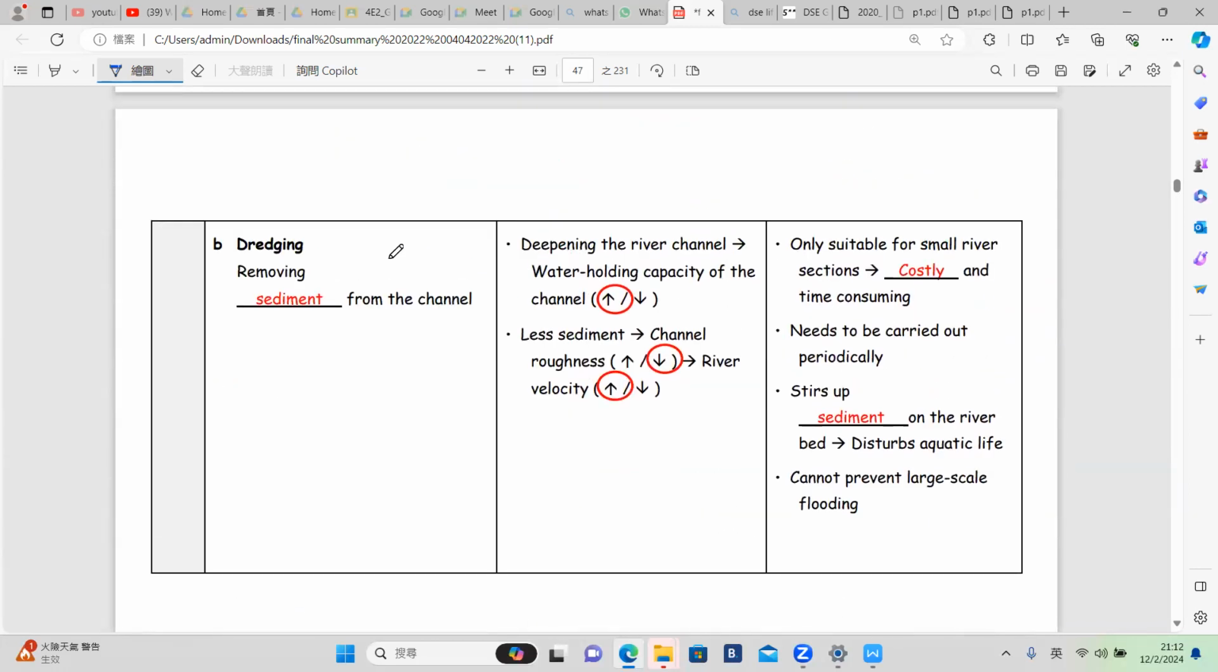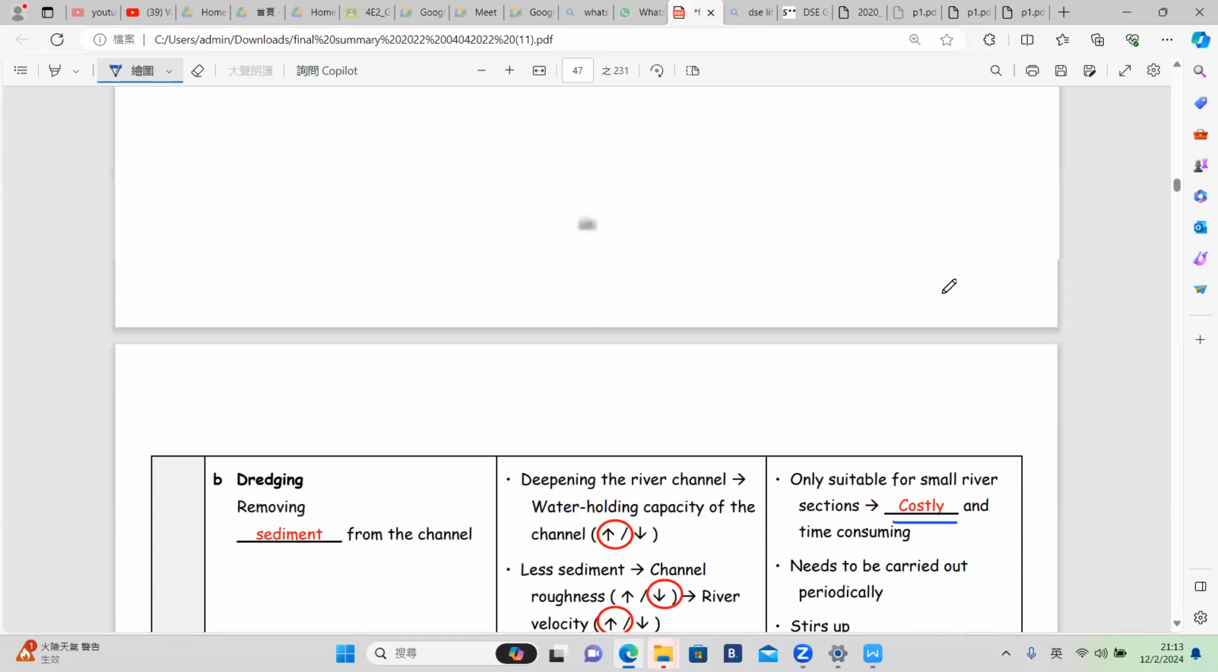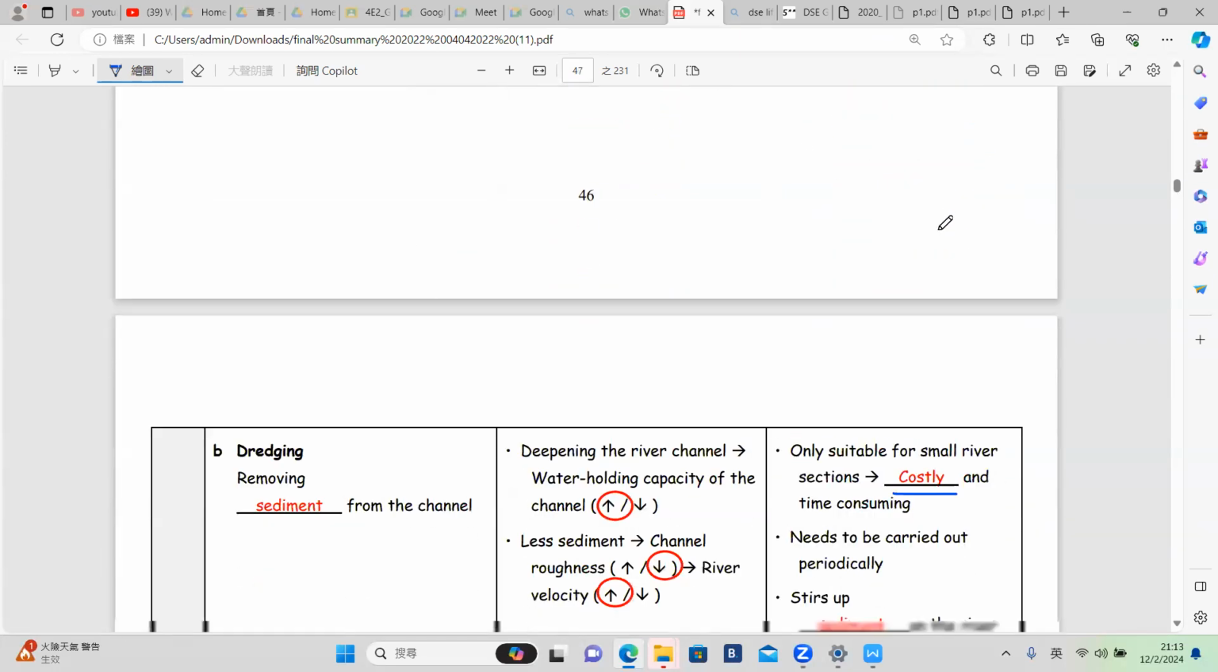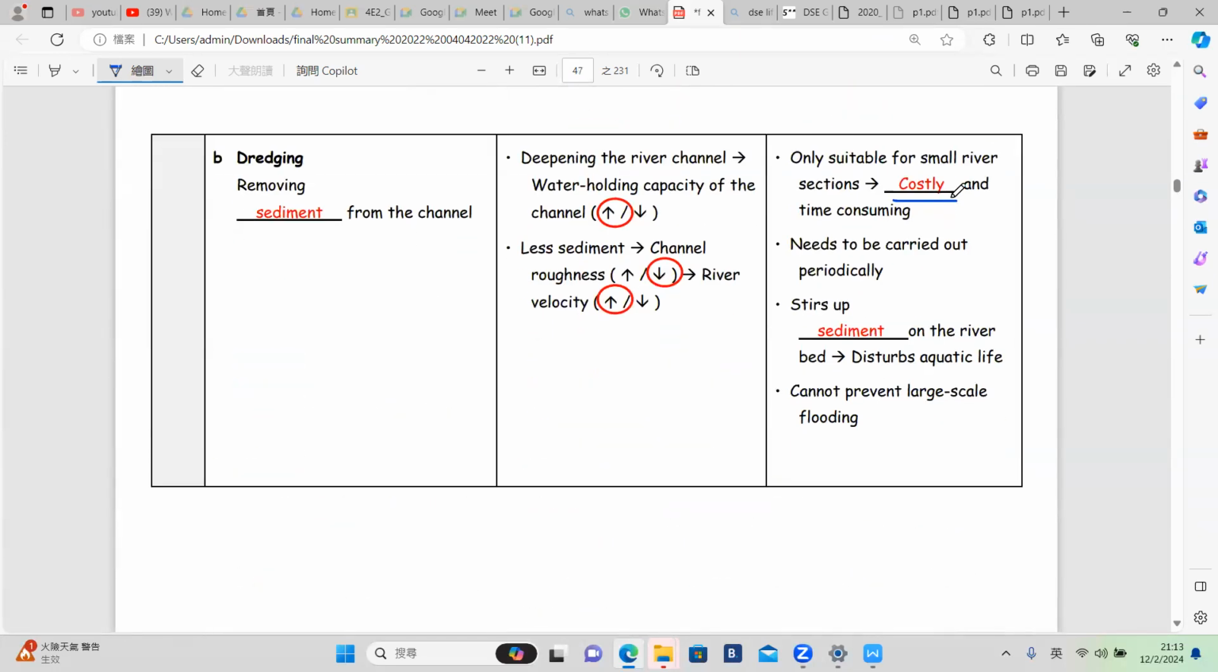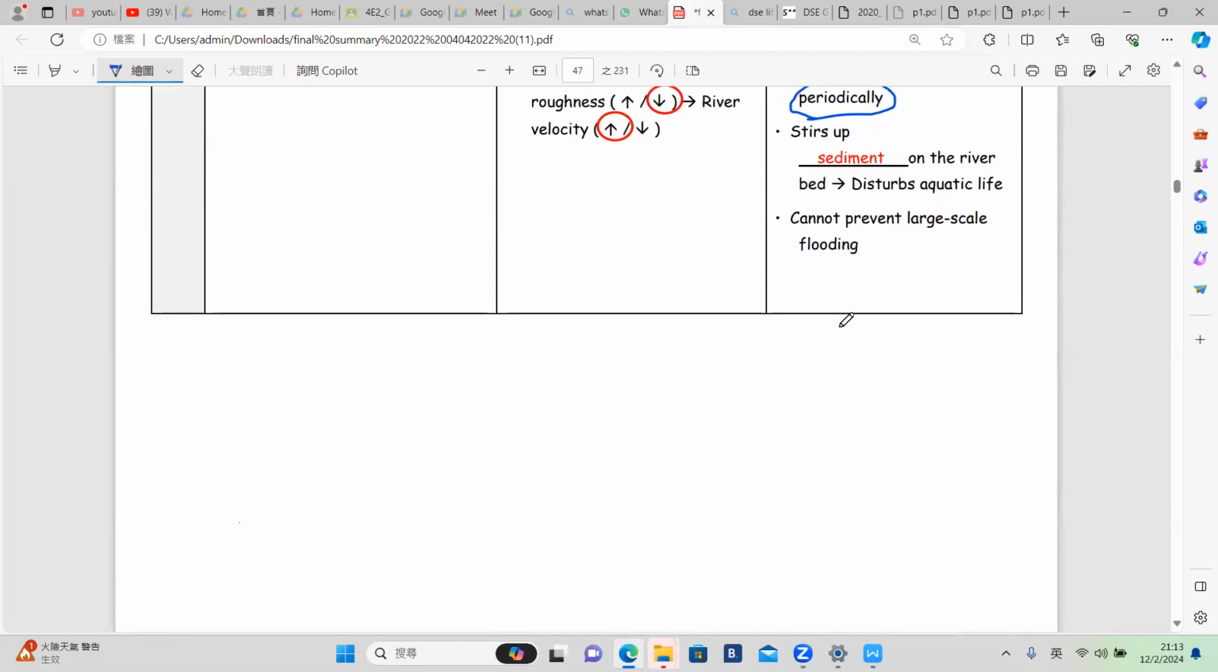Dragging, digging deeper into the river, removing the sediment from the channel. Then the water capacity will be increased, channel roughness decreases, and river velocity increases. Then mainly it is costly. Actually most of the river measures you can say are costly, unless afforestation, which is time consuming. Need to carry out periodically. You cannot do it once and for all.